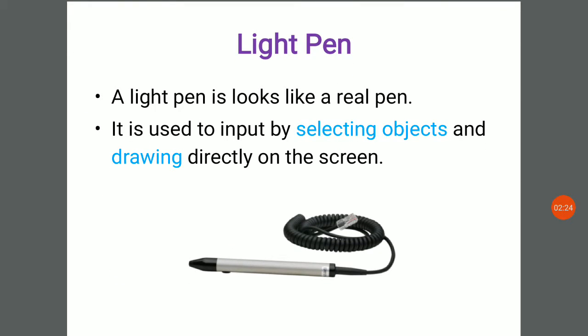Next device is light pen. A light pen looks like a real pen. It is used to input by selecting objects and drawing directly on the screen. The working of light pen is the same as mouse, but we are giving input by directly moving this light pen on the monitor screen. Fine. With the help of light pen we can select objects and we can draw anything directly on the monitor screen. Got it? Let's move ahead.